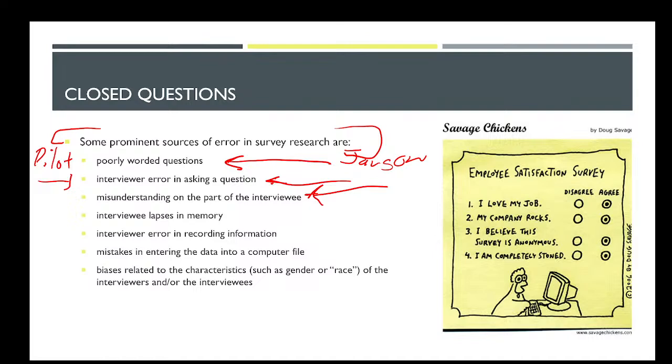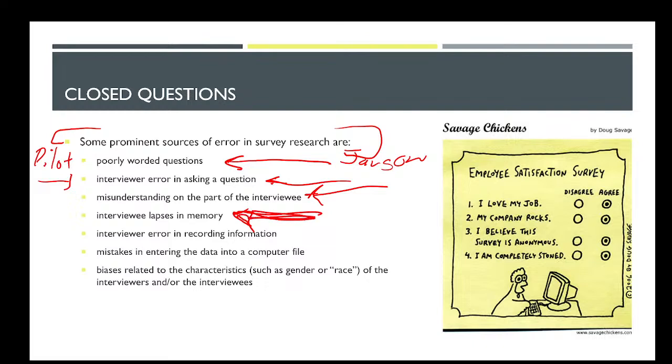Okay, perfect. All right. Interviewee lapses in memory, right? People might just forget. That was supposed to be an arrow, but I don't know what it turned into. I'm going to reshape it into an arrow now. There we go. Much better.